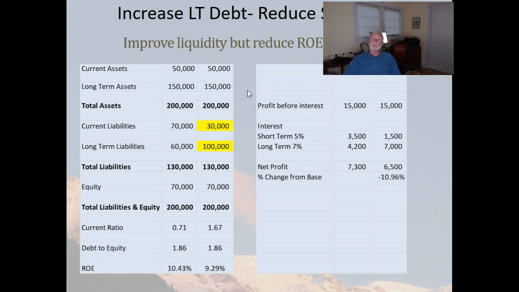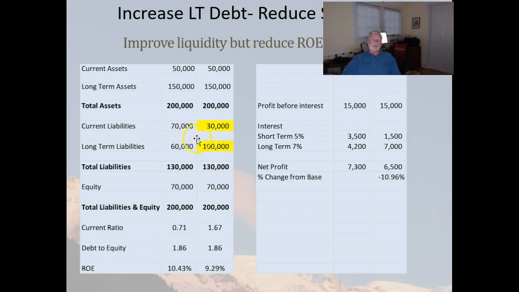So I'm going to borrow a little bit more money long-term, and I'm going to use that money I borrowed to pay off my short-term borrowing. When I do that, I'm going to improve my liquidity. Look at what happens to my current ratio. It goes from 0.7 to 1.67. So I go from a sort of marginal liquidity situation to a very liquid situation. Remember, 1 sort of means liquid. So here I'm very liquid, and here I was not so liquid.